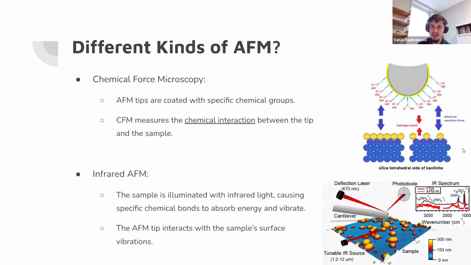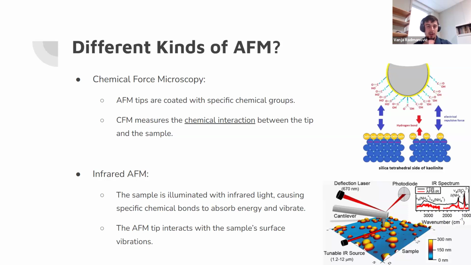And then these last two kinds I wanted to talk about, which are kind of very interesting too. The first one is chemical force microscopy. So very similar to the picture that's shown there. You have the tip that's actually functionalized, which means it's coated with specific chemical groups. And then CFM measures the chemical interaction between the tip and the sample. And the way it does that is by bringing the tip into contact with the sample surface, seeing the force required for the attraction, and then bringing it away, seeing the force required for the separation. And that way they get some information about the chemical interaction between the tip and the sample.